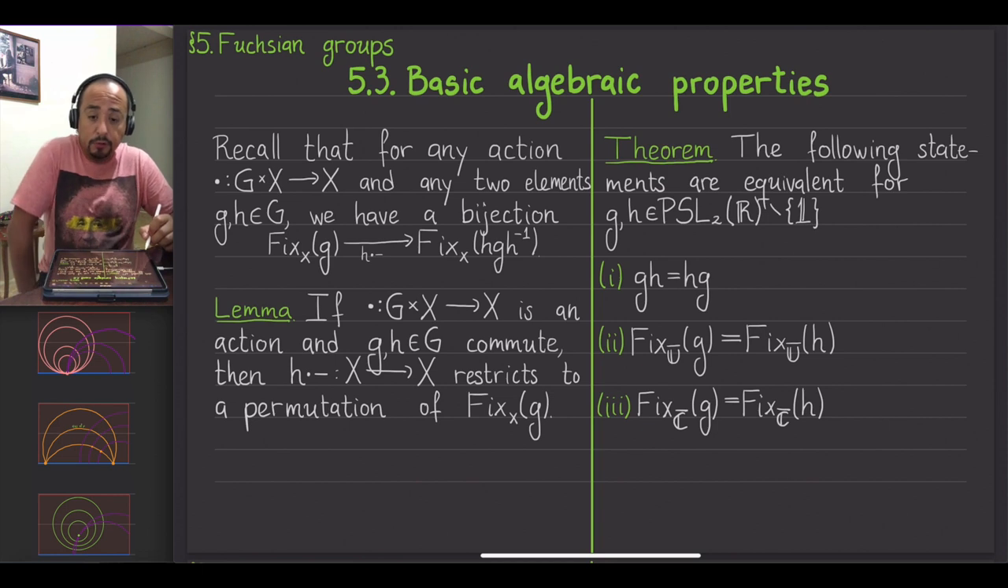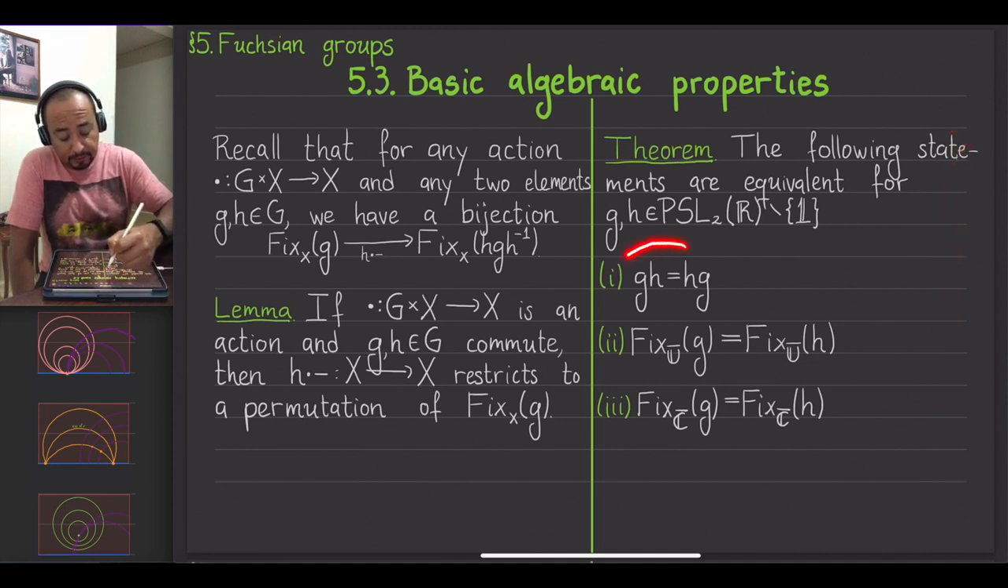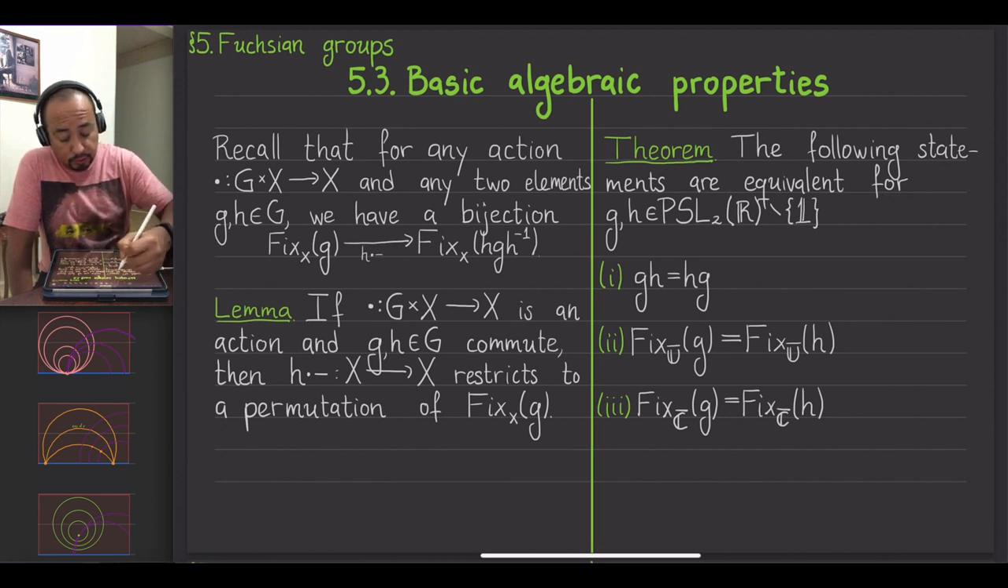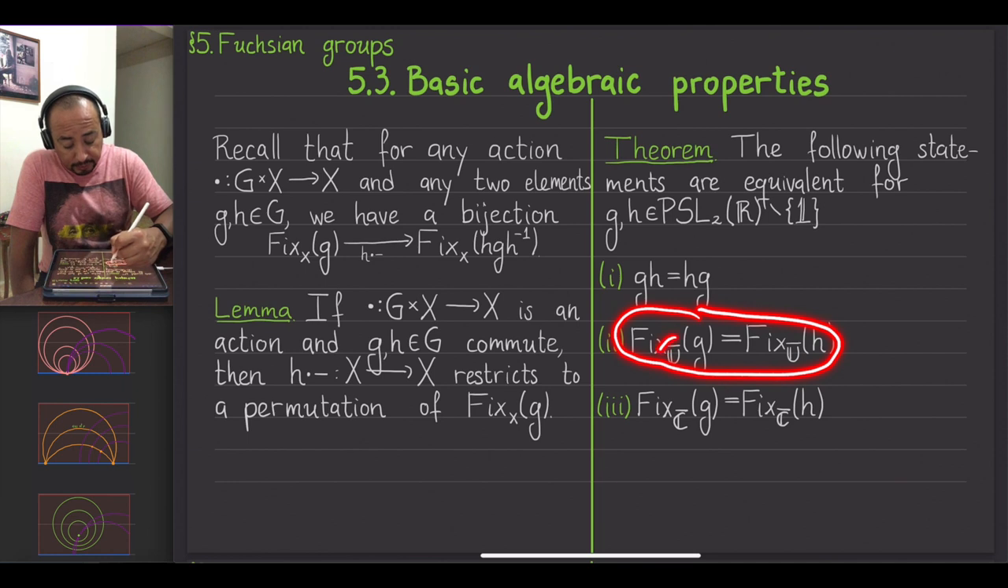Okay, so we are going to use this lemma to prove this theorem, which, as I said, characterizes the situation when two non-identity elements of PSL2R commute in terms of the sets of fixed points. So for two Mobius transformations in PSL2R different from the identity function, the following are equivalent. They commute, they have the same set of fixed points in U bar, right?